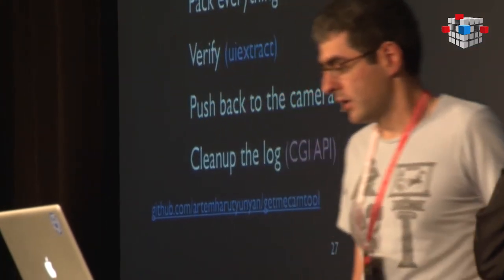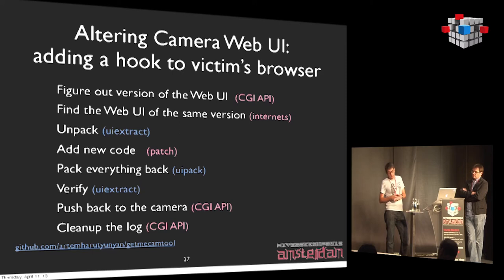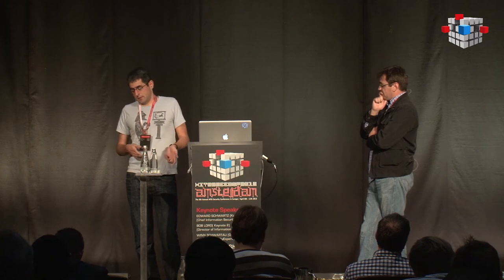So here are the steps that need to be performed for poisoning the web user interface. It could have been much simpler, in the sense that we could just replace the web interface with one version. But our idea was that it doesn't make much sense to just put something random on a camera, because the owner will notice very quickly and will take it down.